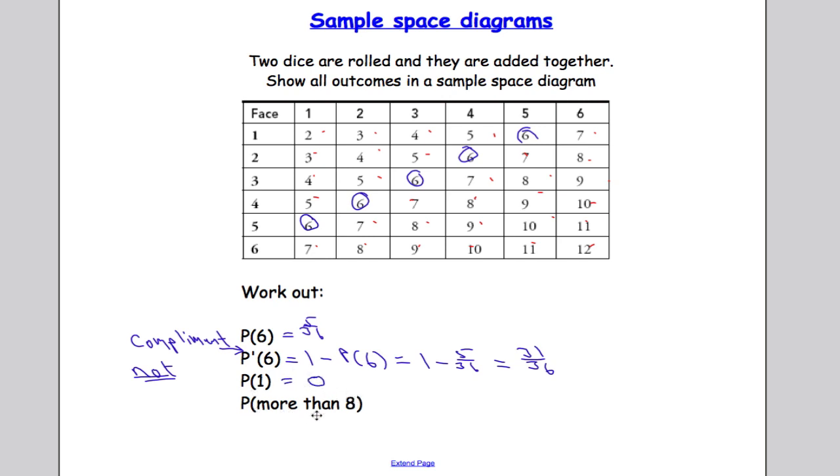And the probability of getting more than an 8, well, all I do is I look at all possible outcomes that are bigger than 8. So 9, 9, 9, 9. We've got these 3 10s. And we've got these 2 11s and finally the 12. So counting these up, 1, 2, 3, 4, 5, 6, 7, 8, 9, 10. So the probability of getting more than an 8 is 10 out of 36.